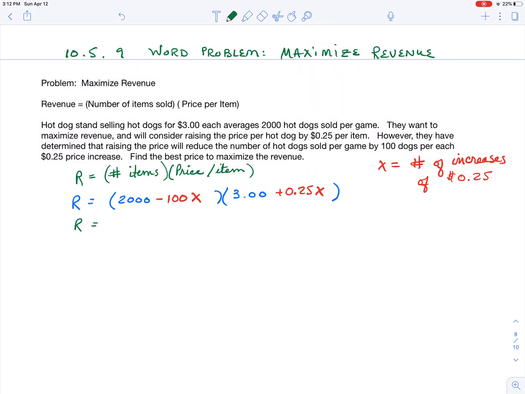So I hope you see FOIL. First times first. Outer. Inner. And last times last. Oops, I think I have a sign error there. I think that should be a minus. Yep, it was a minus 100x times positive 0.25x gives me negative 25x squared.